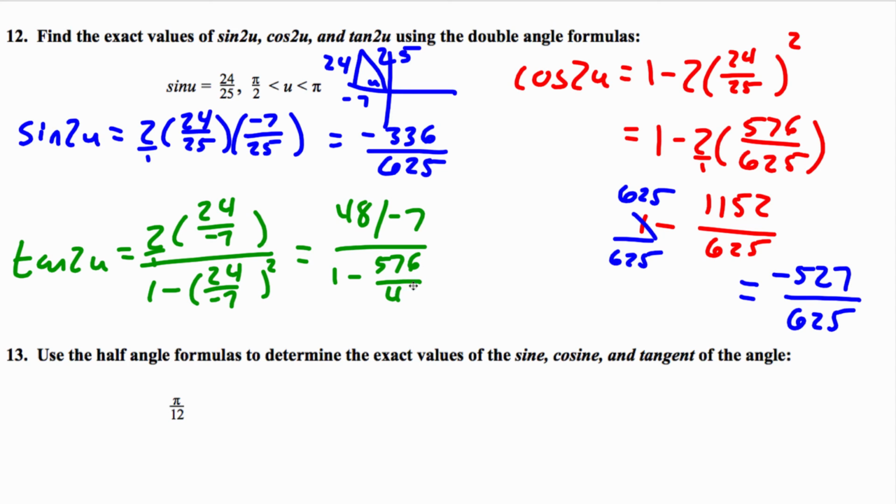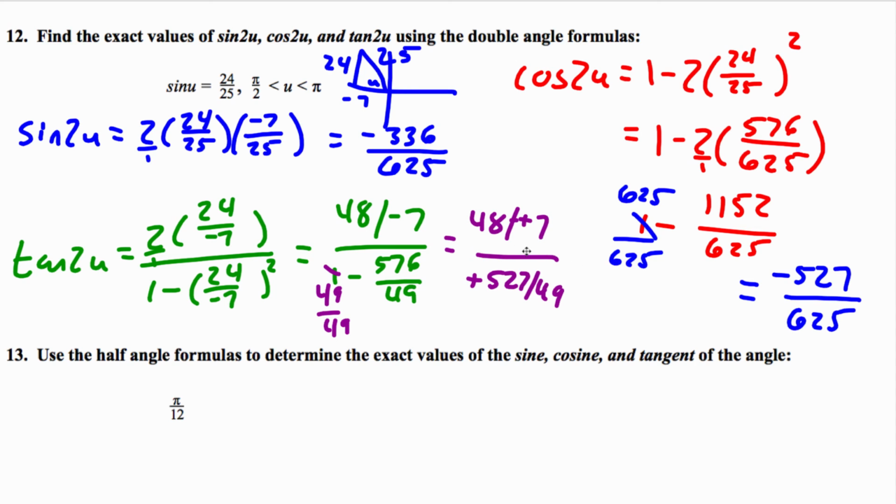576 over 49. With that 1 and the subtraction on the bottom, we're going to need common denominators with those. So that 1 is like 49 over 49. So if we subtract those things on the bottom, then we end up getting negative 527 over 49. And on top, we've still got 48 over negative 7. Now, one thing I notice is that we've got a negative on top and on bottom, so I'm going to cancel those out and make them positive.